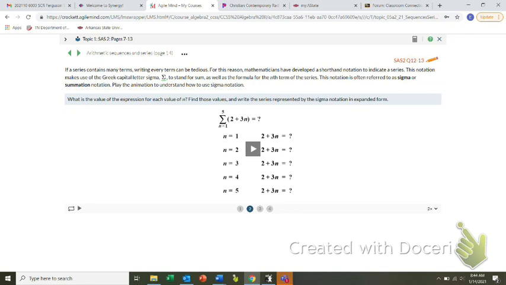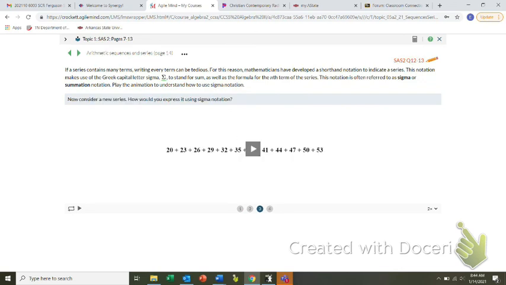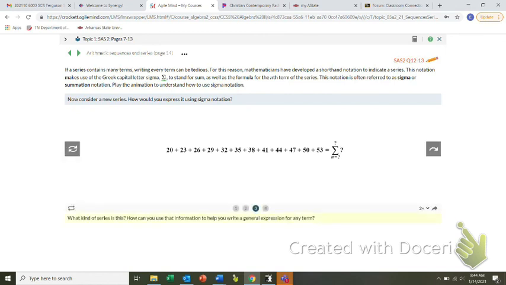So now, on number 13, it says represent the series 20, 23, 26, and so on. Basically just adding 3 using the sigma notation. Okay? So I'm going to hit play. And the first thing I want you to write down is the sigma. Okay? Up top is the number of terms that you're given. How many terms are you given? Count those terms for me right now. You are given 12. Okay?